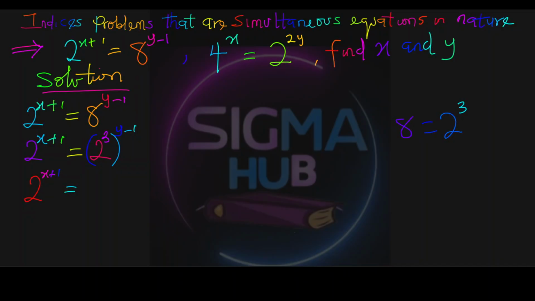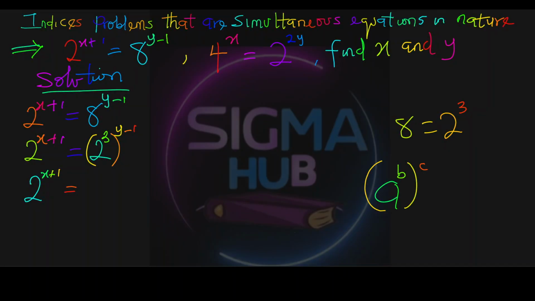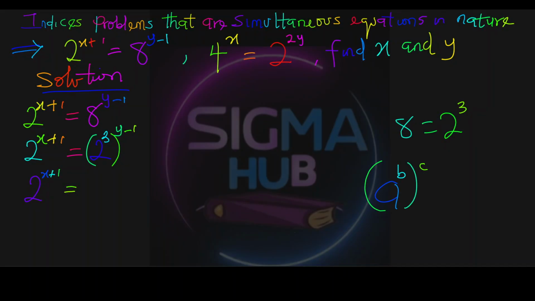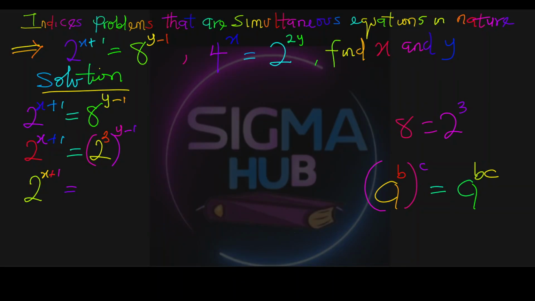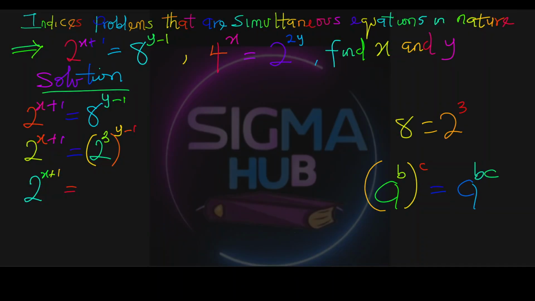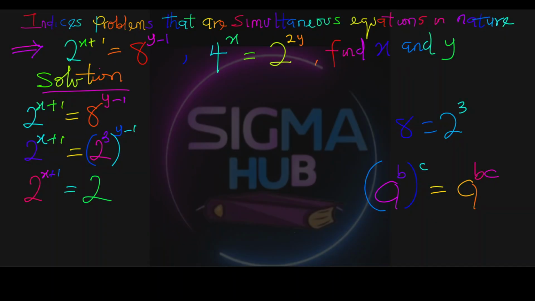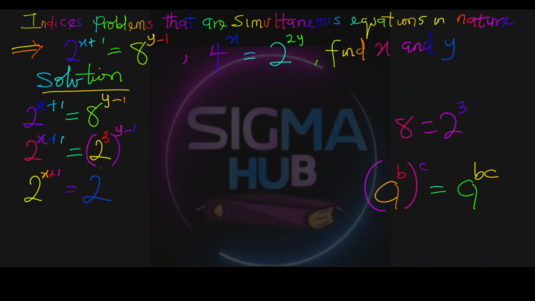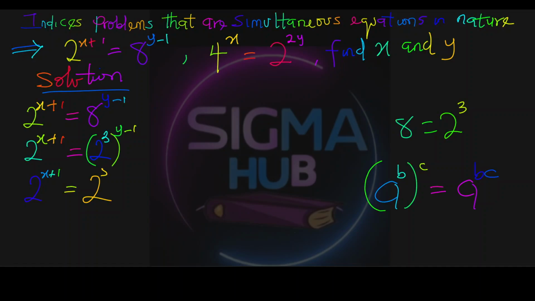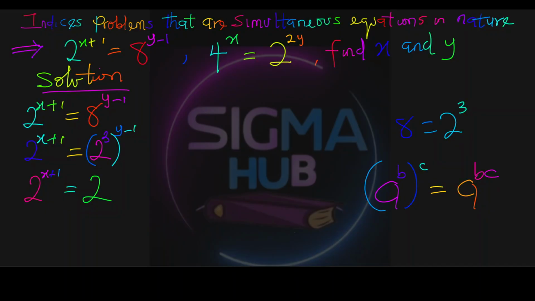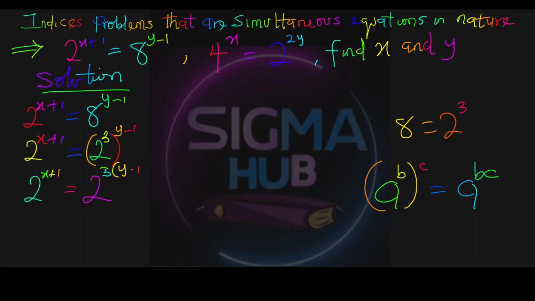Don't forget the law that says when you have a raised to the power of b, then raised to the power of c, you multiply the powers. So it becomes a raised to the power of b times c, that's bc. And that's the same law we are going to be applying here. This is going to be 2 raised to the power of 3 into bracket y minus 1.